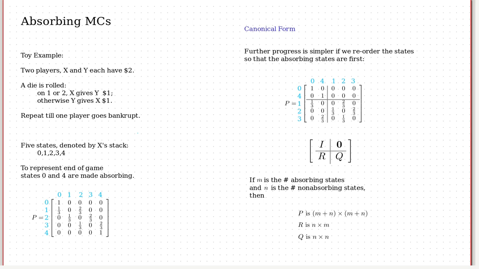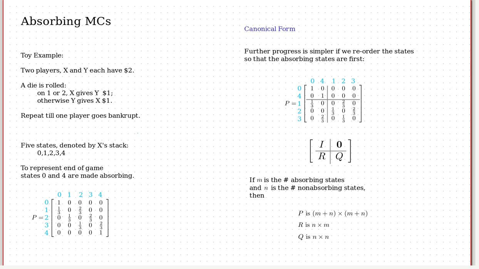We'll use absorbing Markov chains to study a rather simple game. It's obviously an unfair game, by the way. You've got two players, X and Y, and let's suppose that they each start off with $2. On every round of the game, a fair six-sided die is rolled, and if a 1 or 2 comes up, X gives Y $1, and if anything else comes up, 3, 4, 5, or 6, then Y gives X $1. So this game is obviously biased in favor of X, right?